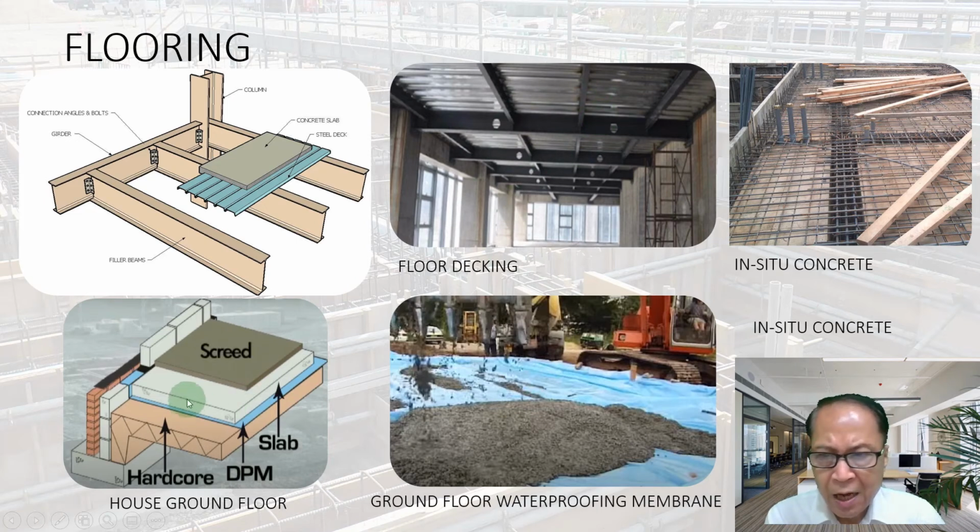For low-rise house, the ground floor is constructed like this. This is the hard core. The damp-proof membrane. This is the damp-proof membrane. And we pour the concrete on top of it, mostly with a reinforcement, with the screeding, you see. This is the outside wall, two-layer, we call it cavity wall. This is the damp-proof course, for the damp-proof of the wall. This is the in-situ concrete of the floor.